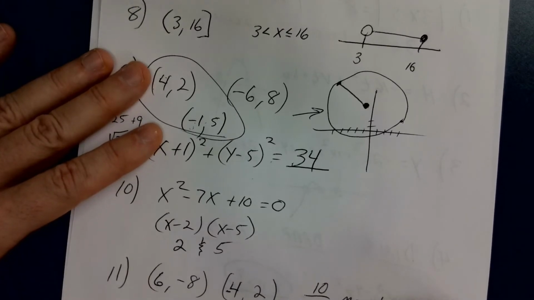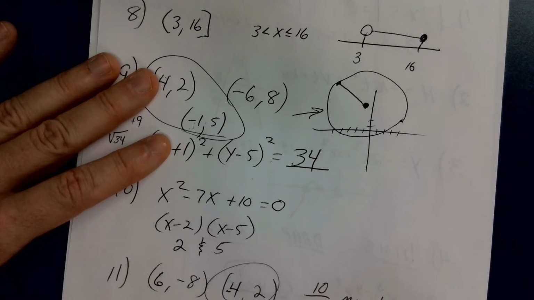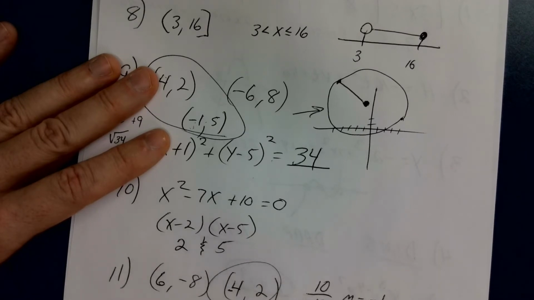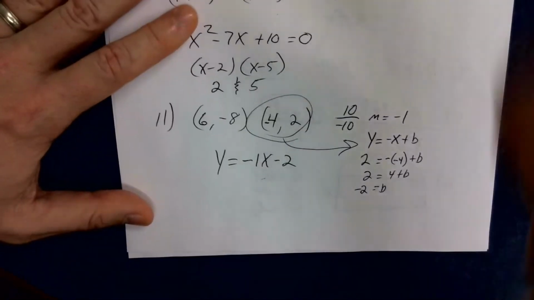So then I'd write y equals negative 1x plus b. And I'm going to pick this one and shove it in there as a point. So 2 equals negative 4 plus b. 2 equals 4 plus b. b equals negative 2 when I subtract the 4 to the other side. So my equation is y equals negative 1x, whether or not you put the 1, I don't really care, minus 2. Oh, I'm so sorry. Look at that. I did it again.